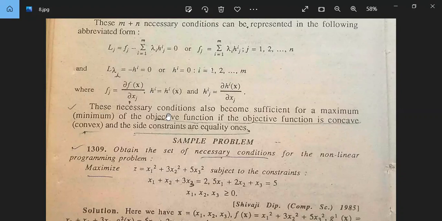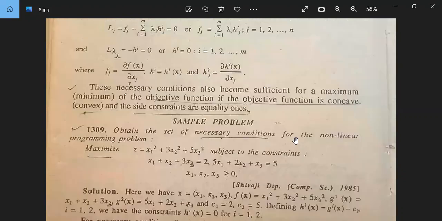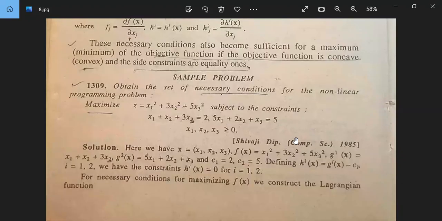These necessary conditions also become sufficient for a maximum or minimum of the objective function if the objective function is concave or convex and the side constraints are equality ones. यानी मैक्सिमम होगा कॉन्केव के लिए और मिनिमम हो जाएगा कॉन्वेक्स के लिए. अब उस पे बेस्ड एक प्रॉब्लम देख लेते हैं हम लोग. Obtain the set of necessary conditions for the non-linear programming problem.